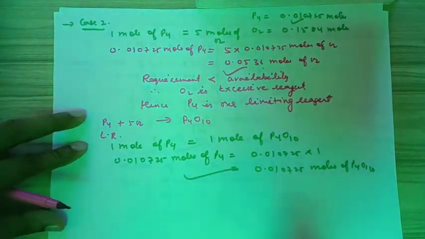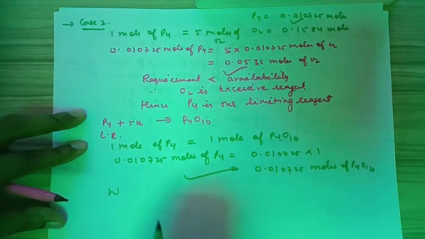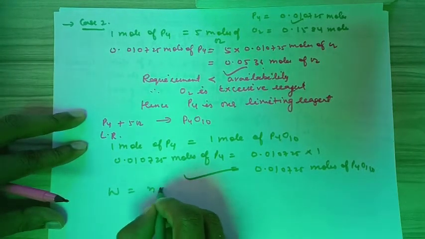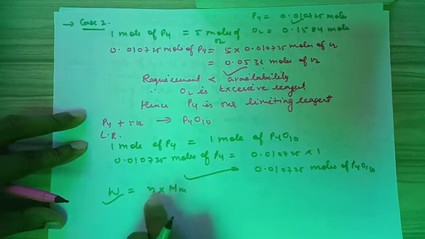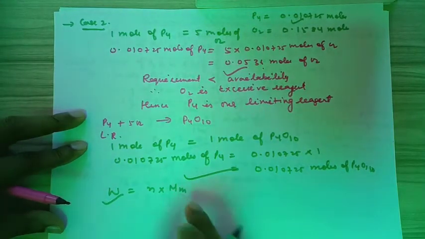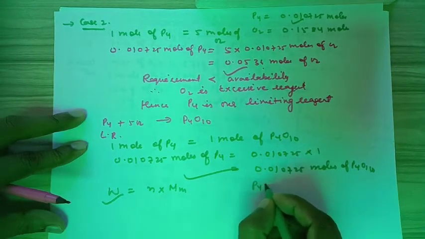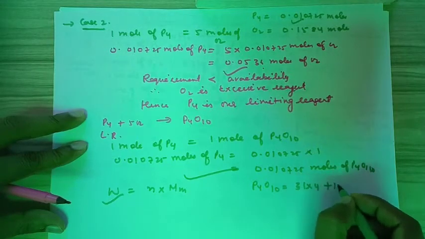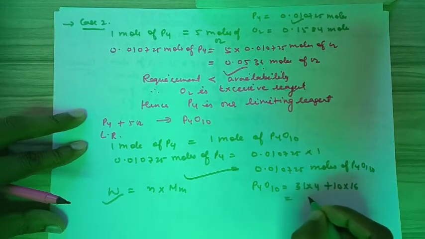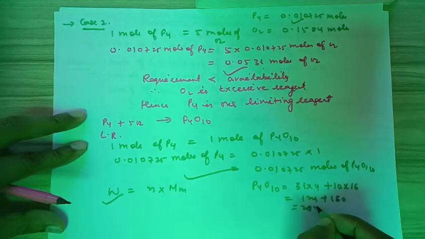Now this is in number of moles. Now we have to obtain it in grams. So we know that if we have to obtain weight, we'll be using W equals N into MM. Here W is the amount in grams, N is the number of moles, MM is the molar mass. So the molar mass of P4O10 is 31 into 4 plus 10 into 16. So it is 124 plus 160, we'll get 284 gram per mole.